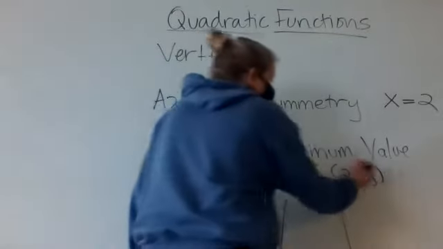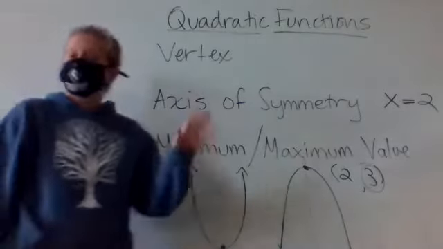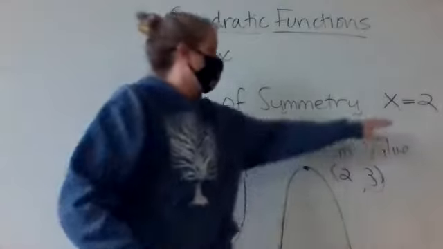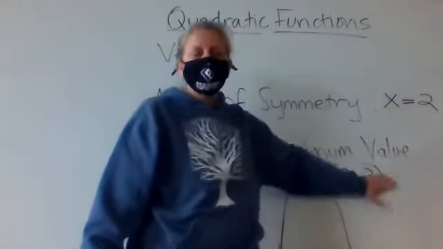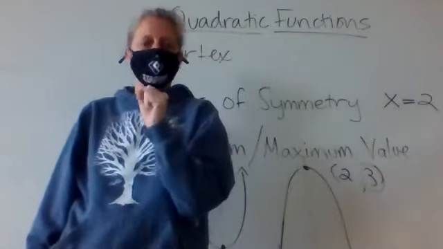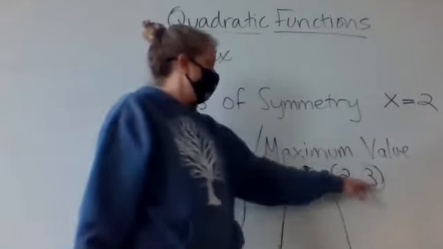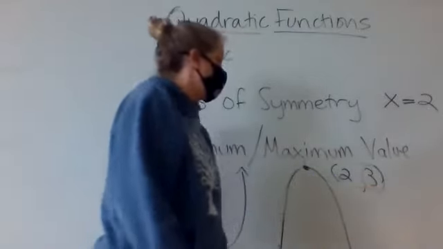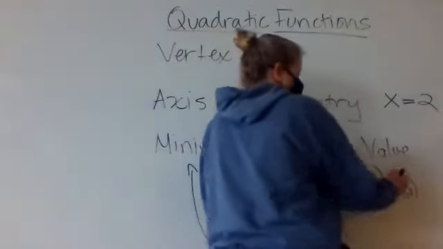Okay, now your minimum or maximum value is whatever the y-coordinate is of the vertex. It's not a line, so we're not writing the equation of a line like we are here, talking about the line of symmetry. It is just simply a number value. So if I was talking about this parabola and its vertex was at 2, 3, it would have a maximum, if it's this one, maximum value of 3.